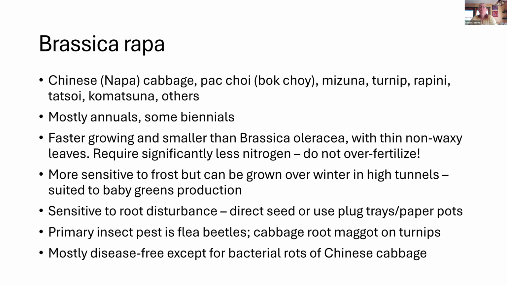The primary insect pest of these is flea beetles. Flea beetles really don't damage Brassica oleracea very much because of the waxy leaf coating. And in contrast, caterpillars are less likely to damage Brassica rapa than they are Brassica oleracea. Cabbage root maggot is also a problem in these, primarily on turnip, because we eat the root there. And they tend not to get alternaria to the same extent as the Brassica oleracea either.